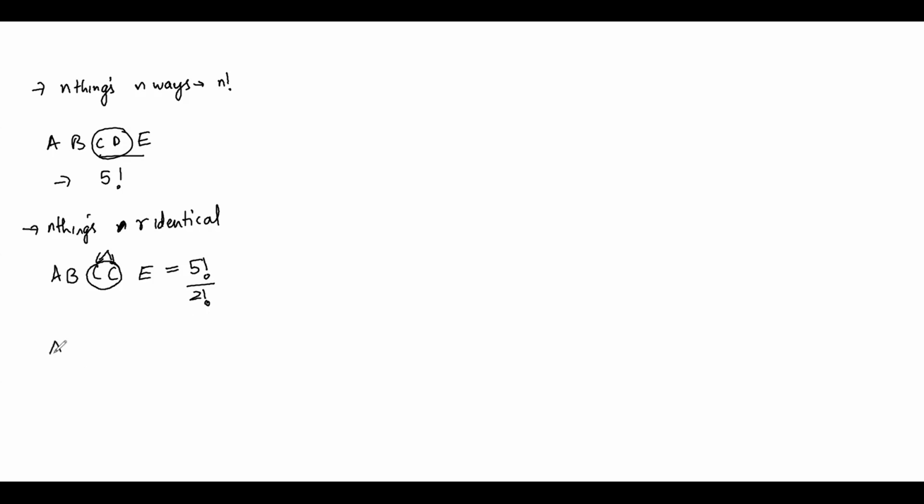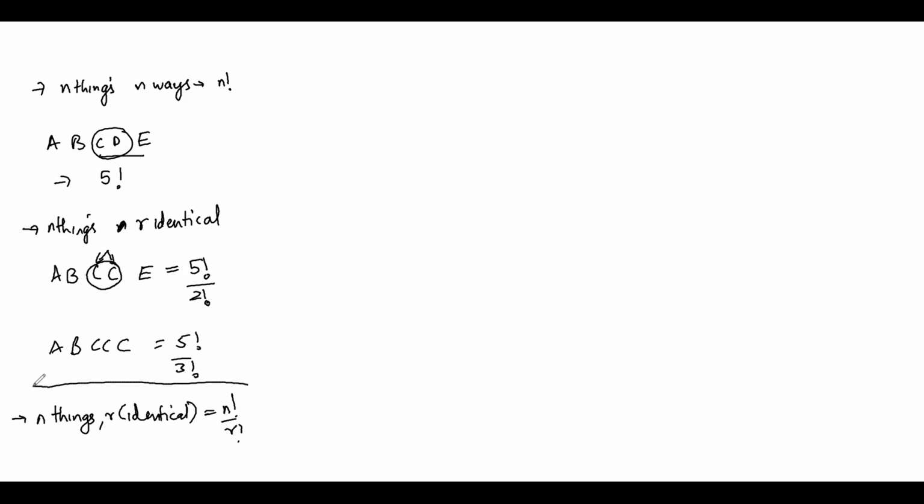So if I ask you in how many ways A, B, C, C, C can arrange itself, that is 5 factorial divided by 3 factorial ways. Just to generalize it, if there are n things, and out of those n things, R things are identical, then in how many ways can you arrange it? That is n factorial divided by R factorial ways. And the application of these is tremendous. We'll go through that. But first I need to know, did you understand what I said here?